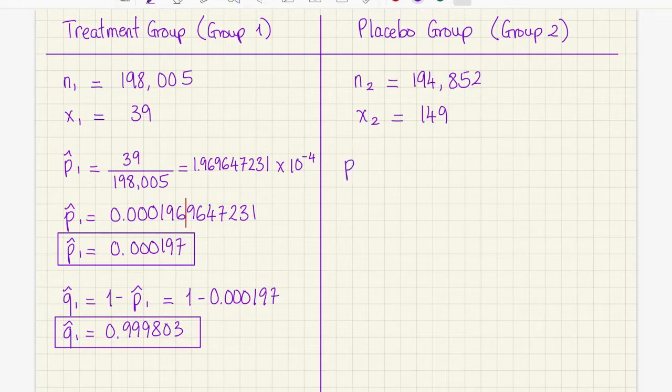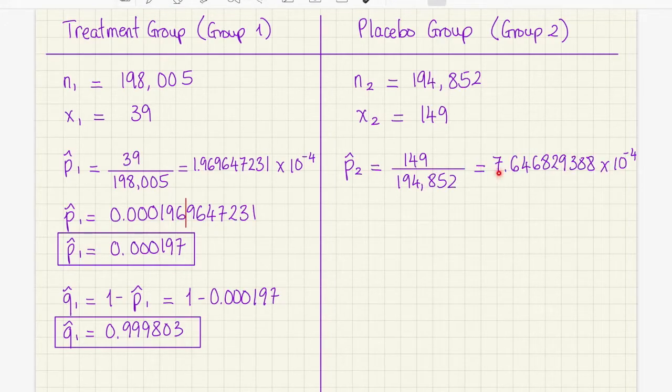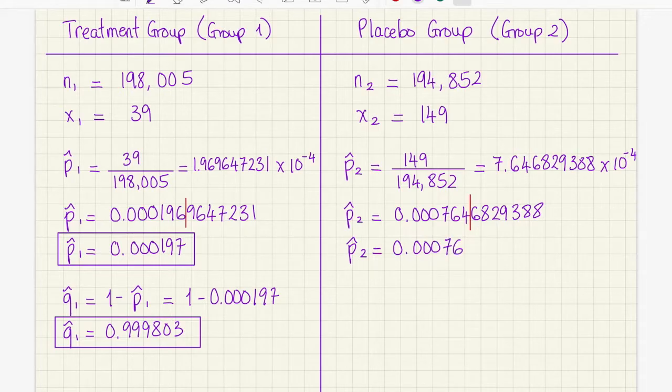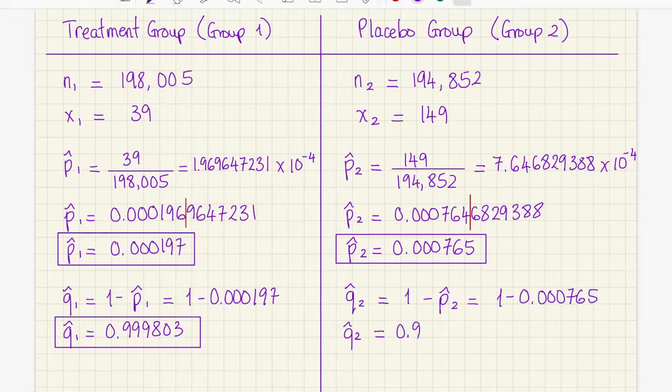For P hat 2, I'll take x2 divided by n2, which is 149 over 194,852. And I got 7.646829388 times 10 to the negative 4. I am going to move the decimal point to the left 4 places, and I round this to 3 significant figures. P hat 2 is 0.000765. To find Q hat 2, I take 1 minus P hat 2. And I got 0.999235.